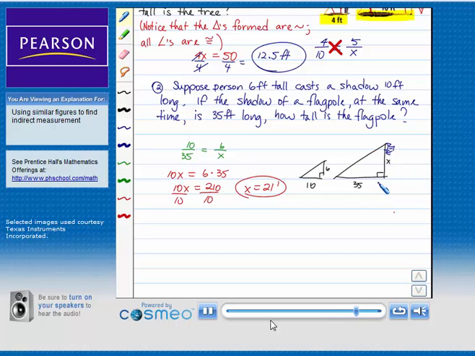Okay, so I can set up a proportion. The ratio of the corresponding sides is 10 to 35, and that must equal 6 over x. Then we find the cross product. We cross multiply 10 times x. There's 10x should equal 6 times 35. Simplify that: 6 times 35 is 210. Then divide each side of the equation by 10, and that gives you x is equal to 21 feet. So this particular flagpole is 21 feet long.